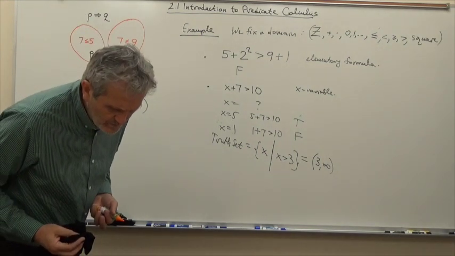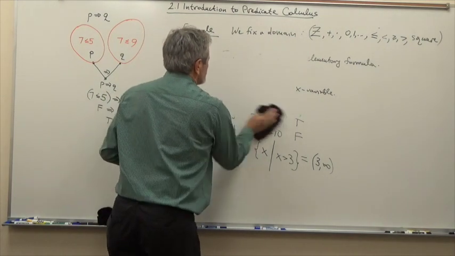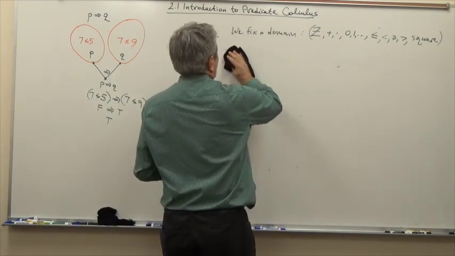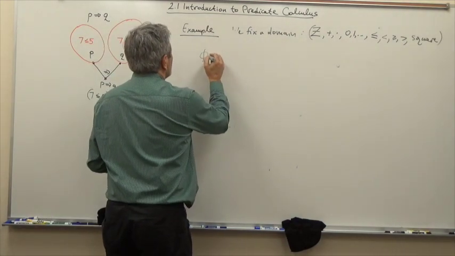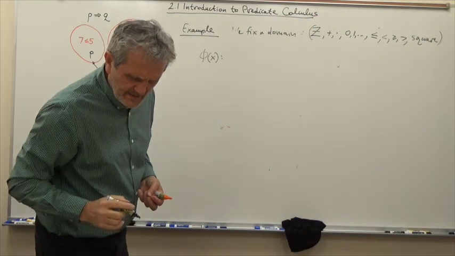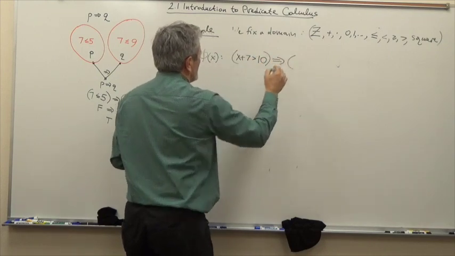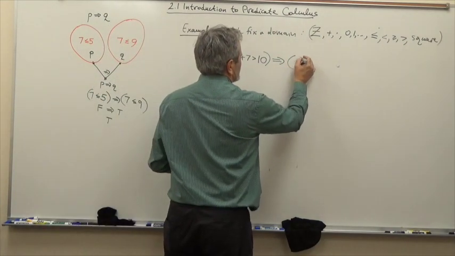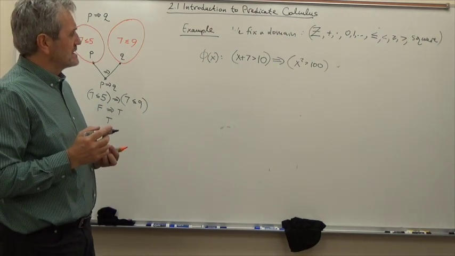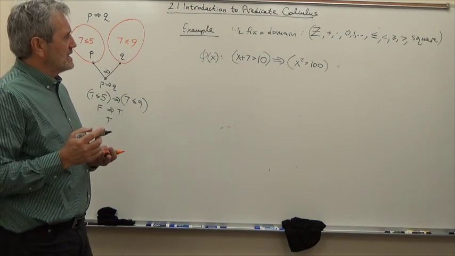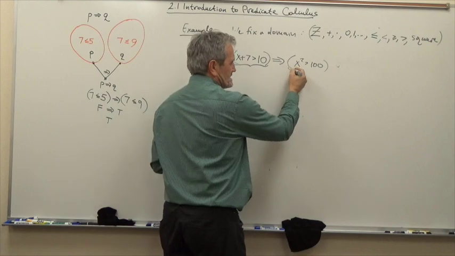Let me actually do another example. Phi of x. It's still the same domain. We'll look at the following formula: phi of x is x plus 7 greater than 10 implies x squared greater than 100. What happens here? This is a formula that is built using two elementary formulas. Actually, we have a structure of this type. This is an elementary formula, and this is another elementary formula.